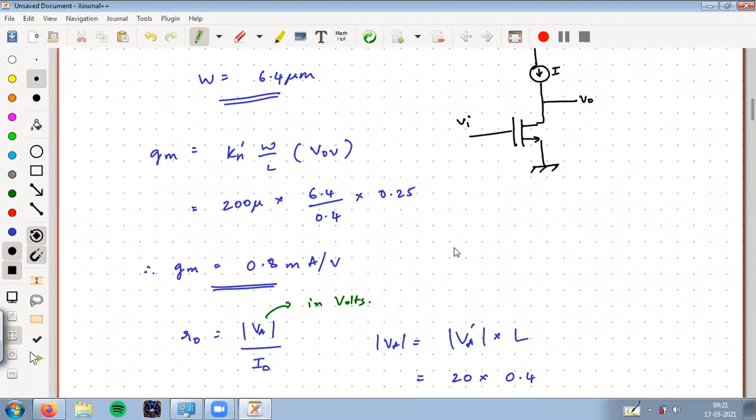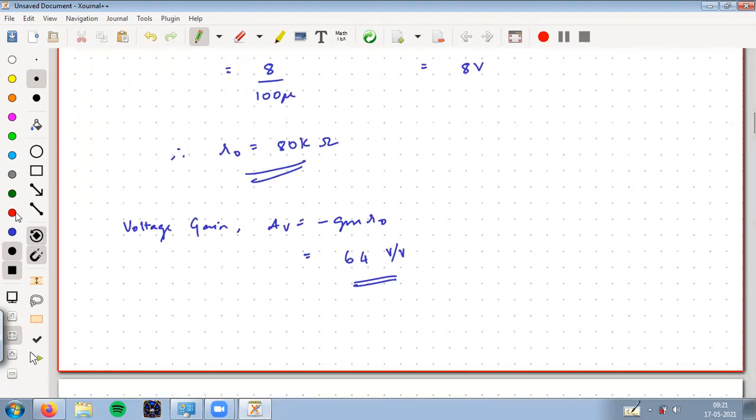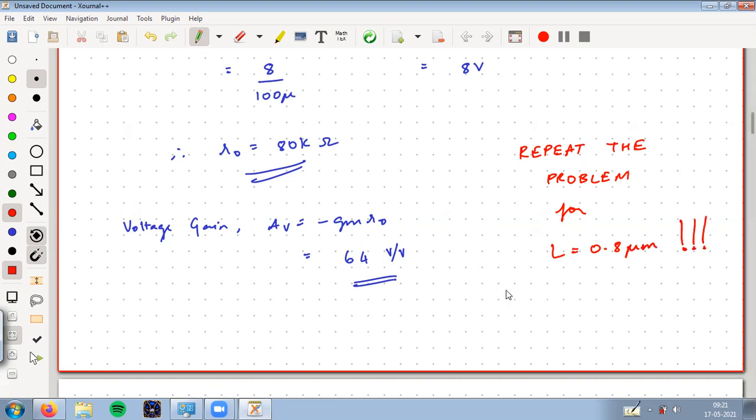A small exercise for you. This is the same problem. Repeat the problem for L equal to 0.8 micrometers. This is up to you. Same process. All you have to do is replace L with 0.8 micrometers. This is an exercise problem for you.